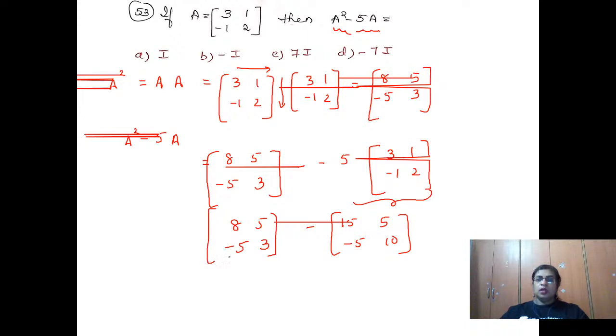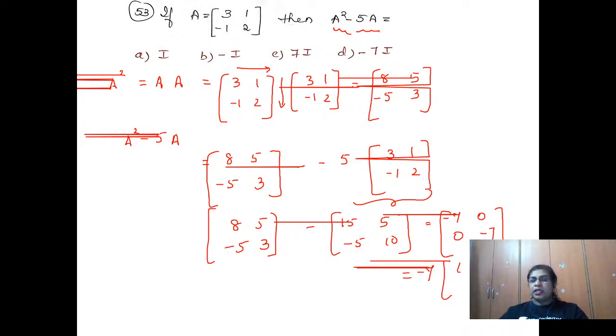So now what is my answer? 8 minus 15, I am getting minus 7. 5 minus 5 is 0, minus 5 plus 5 is 0, 3 minus 10 is minus 7. Okay, now look at the options. I don't have this option, but if I take out minus 7, what am I going to get? I'm getting 1 0 0 1. So what is 1 0 0 1? It is the identity matrix. So what is your answer? Minus 7 into I. So therefore that is option D. Hope the idea is clear to you. Yes? Okay.